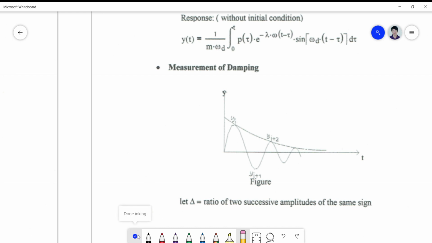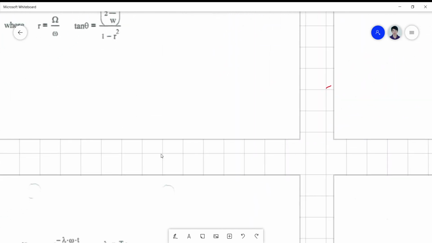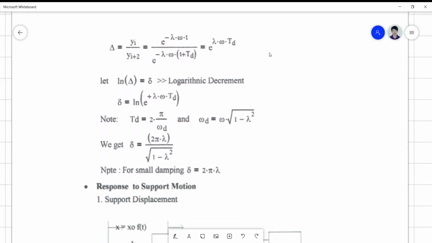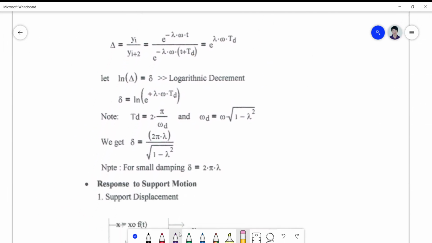If we let delta be the ratio of two successive amplitudes of the same sign, we can readily get the logarithmic decrement by simply taking the solution for yi and yi plus 2. The solution may be represented by an exponential function in the form y equals A e raised to negative kt.